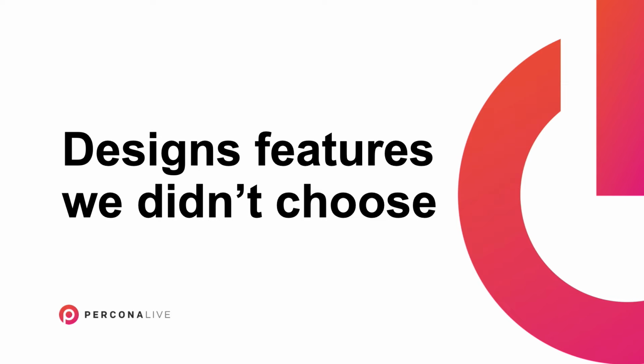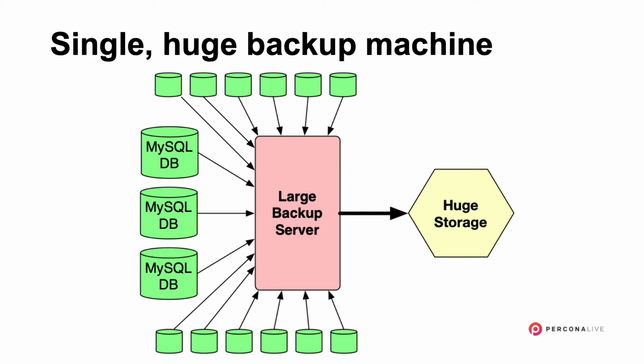Thanks. So some of these we thought through, and we did not choose them. The first one is a single huge backup machine, right? It's very appealing to have a single huge machine, buy one with several terabytes of disks or have a huge instance. All backups go there.